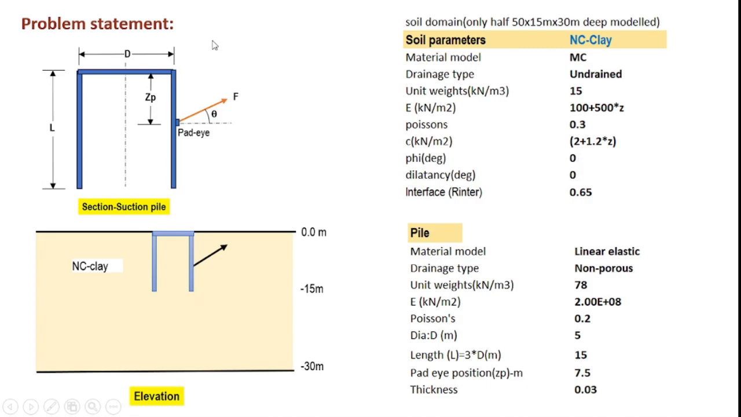So for the current tutorial, we'll consider a suction anchor with its diameter D equal to 5 meters and we shall consider an L by D ratio of 3. Accordingly, the length of the suction anchor will be taken as 3 into 5, that's equal to 15 meters. And for the tutorial, we'll consider a pad location, that is set P equal to 7.5 meters.